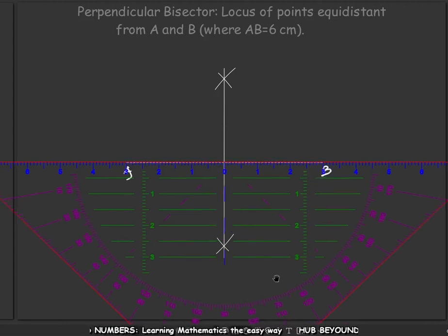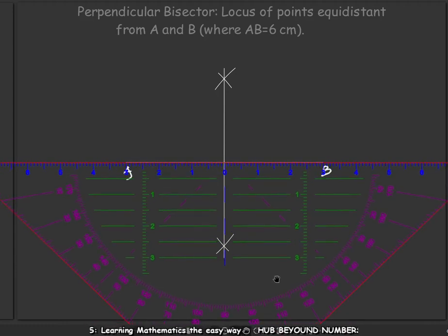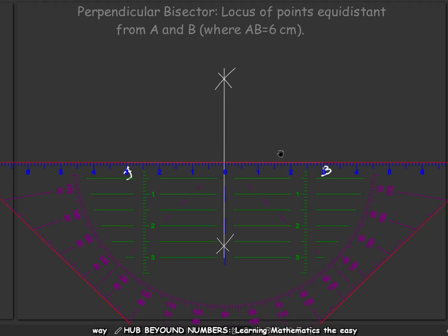Now, as you can see, I have 0 in the middle here. If you measure from A to the middle, it is what? 3 centimeters. And if you also measure from the middle to B, it is also 3 centimeters. Hence, I've gotten the locus of points equidistant from A and B, where A to B is 6 centimeters. And as I have said earlier on, the locus of two fixed points is a perpendicular bisector.